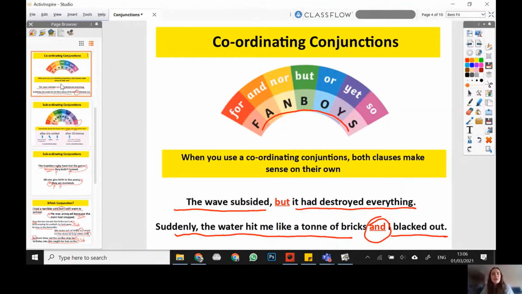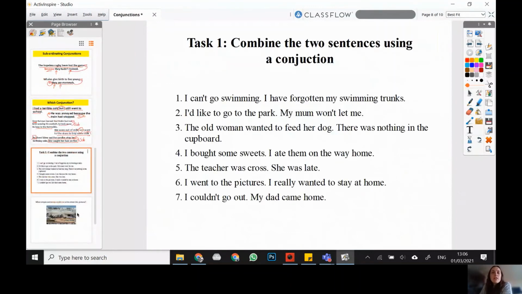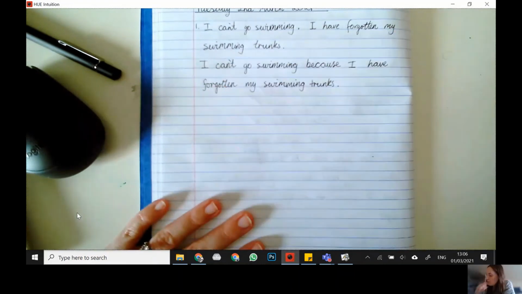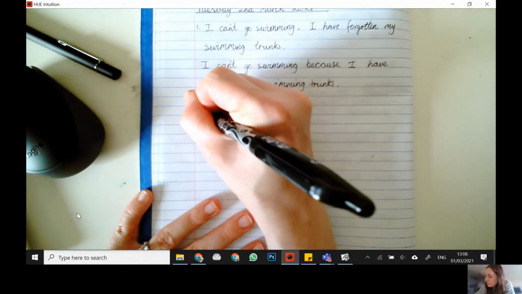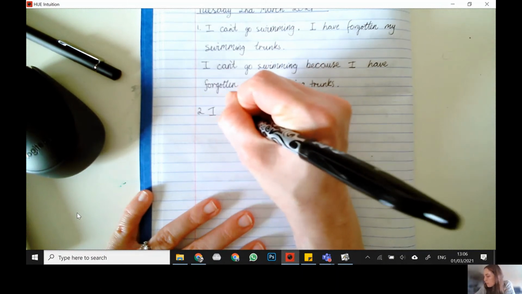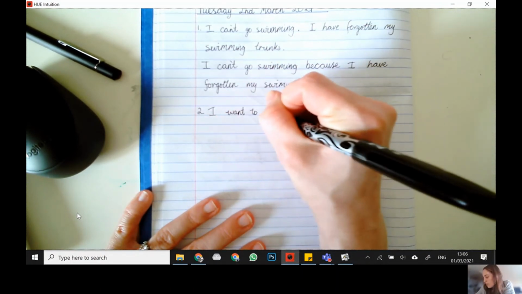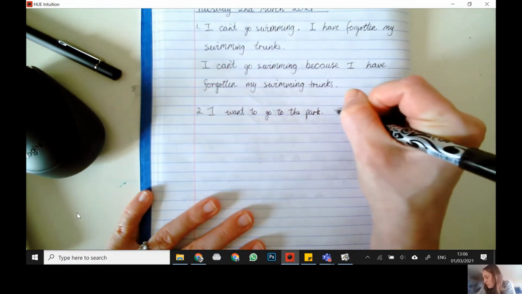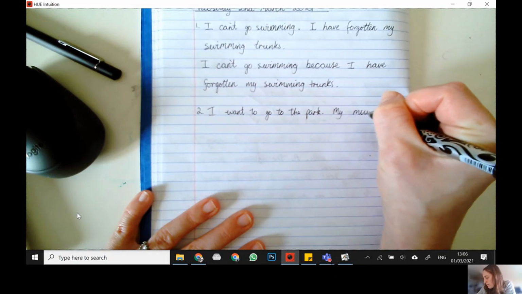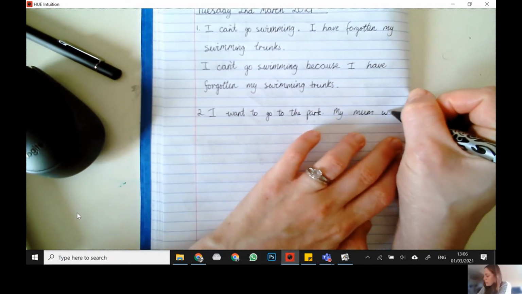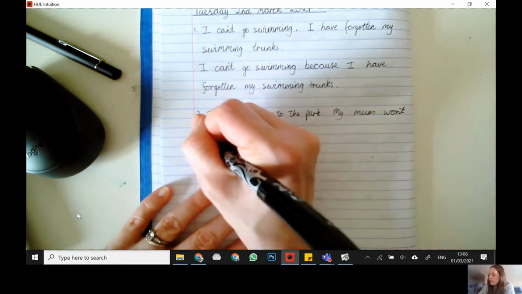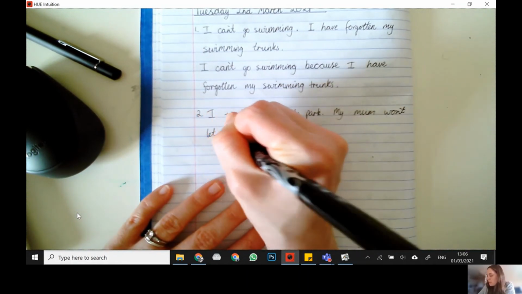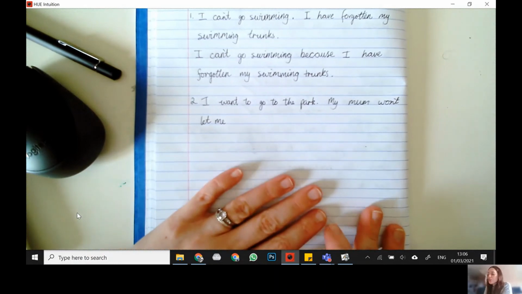So going on to number two then. So I'd like to go to the park. My mum won't let me. Okay. So number two, I want to go to the park. My mum won't let me. So now I'm going to change that using a conjunction.